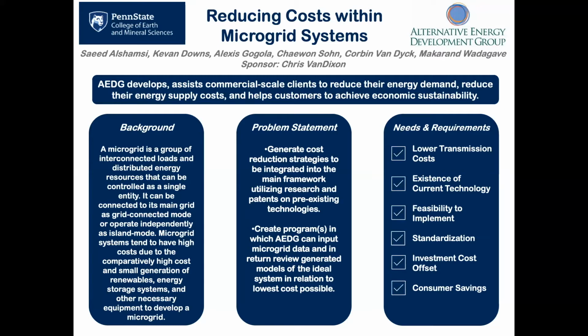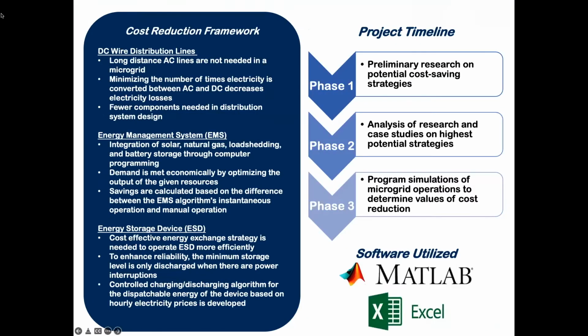In order to successfully execute our framework, it will need to lower transmission costs, utilize current technology, be feasible to implement, have the ability to be standardized, and offer savings to consumer and producer. So we began our project by researching 6 possible cost-saving strategies. From there, we researched more to come to a conclusion on the 3 with the most potential. For each of the 3, we began producing simulations and equations to determine how much the cost could be saved in the design of the microgrid.